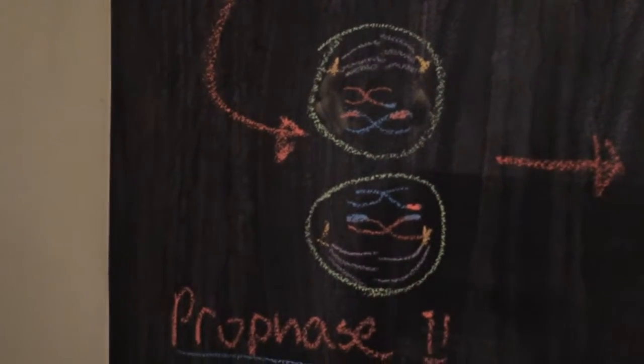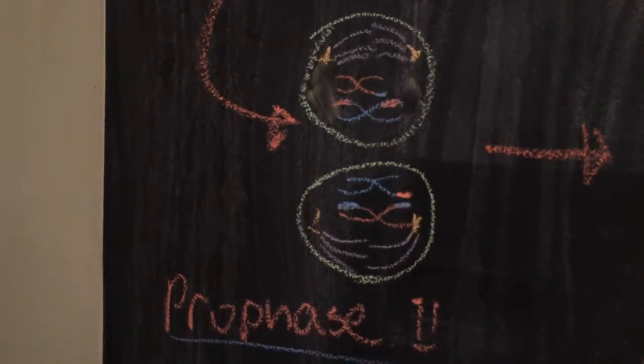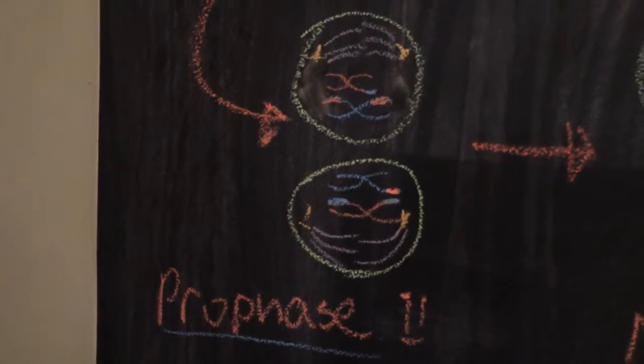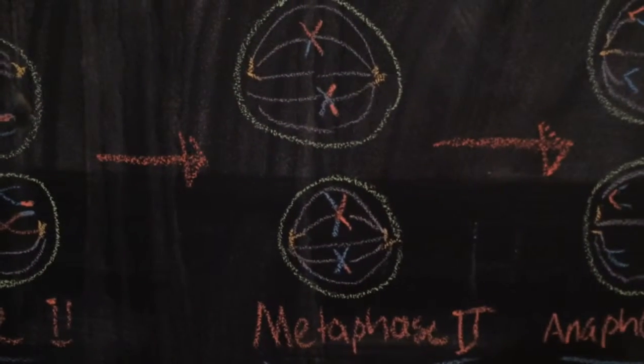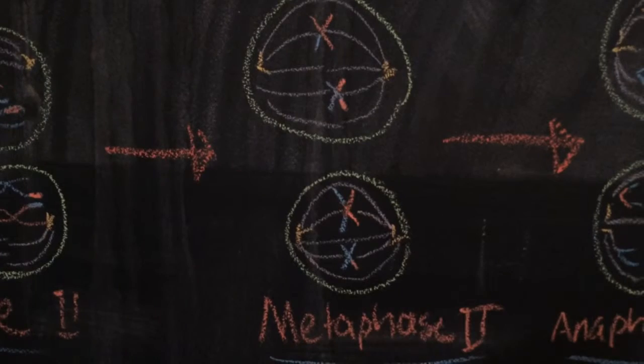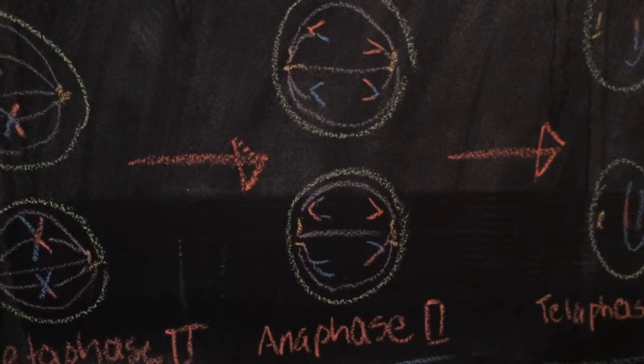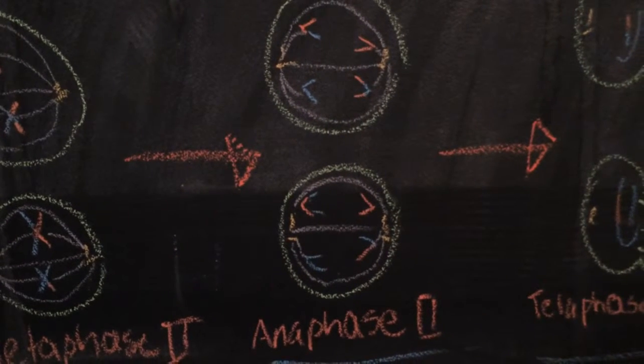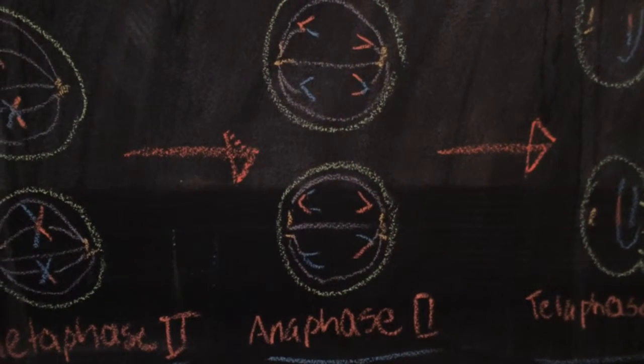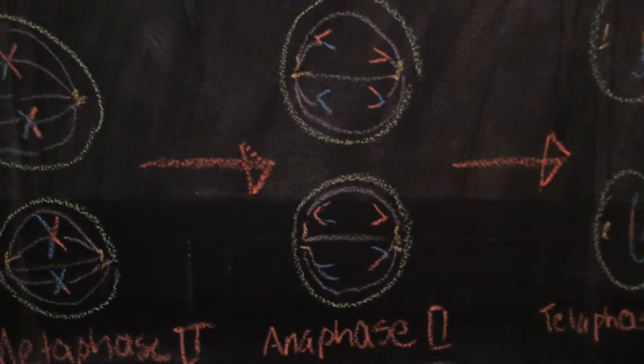In prophase 2, spindle fibers reform and attach to the centromeres. In metaphase 2, the chromosomes line up at the equator of the cell. In anaphase 2, chromosomes divide at the centromeres, each with one chromatid, and move toward opposite poles of the cell.